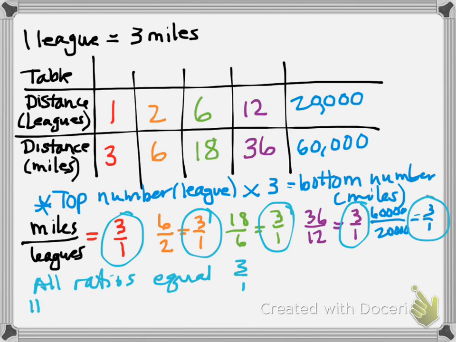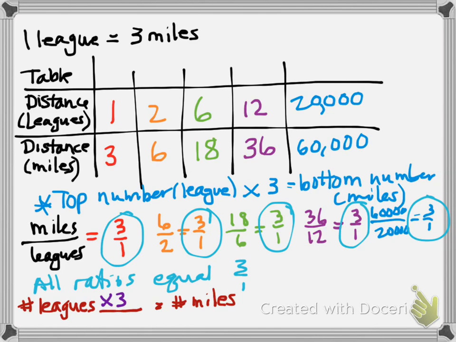Now, let me change colors here. So, number of leagues, what would you do to it to equal the number of miles? Divide by 3. So the number of leagues, which is the top number, if I divided it by 3, do I get 6? So 2 divided by 3 is 2/3. So that won't work. Oh, you multiply. What do you multiply by? 3. Okay. So if I know the number of leagues, and I multiply by 3, then we're going to get the number of miles.